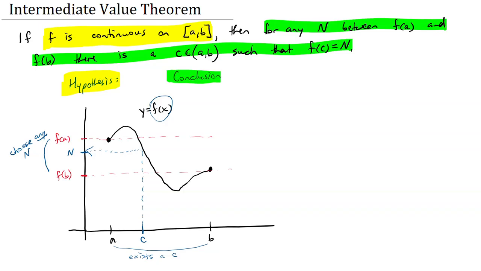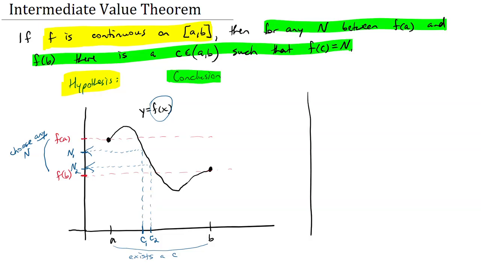Let's try another n. I could pick an n down here. We'll call this n1, let's say, n2 certainly will also give us, we'll call this C1, will also give us a C, we'll call it C2, between A and B so that its output is n2. And it could also occur that you get more than one C value.